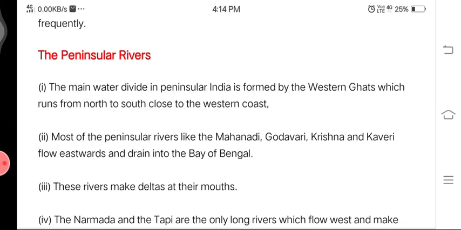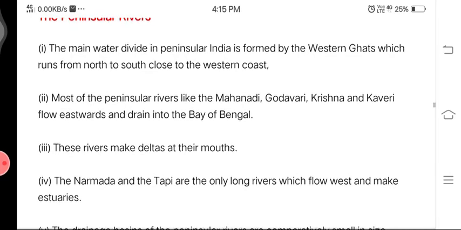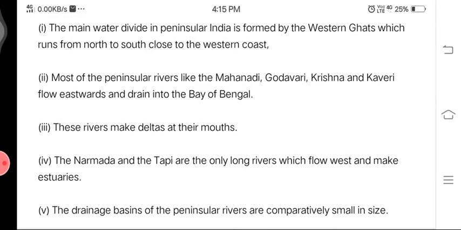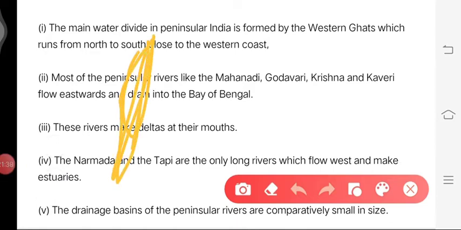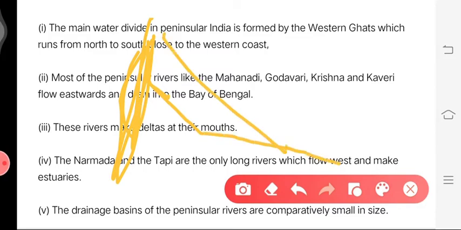The main water divide in peninsular India is formed by the Western Ghats, which runs from north to south, close to the western coast. These rivers mostly flow from the north to south. It means that they originate from the Western Ghats, at the western boundary of India, and go from north to south.